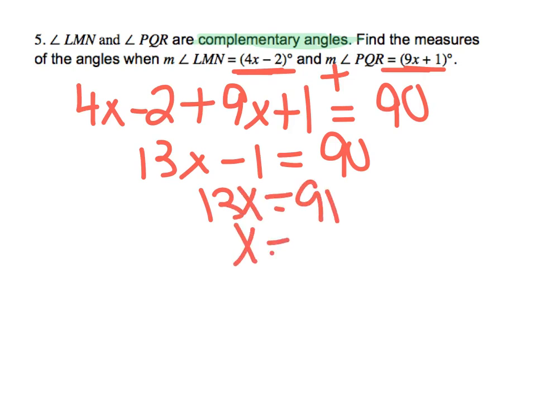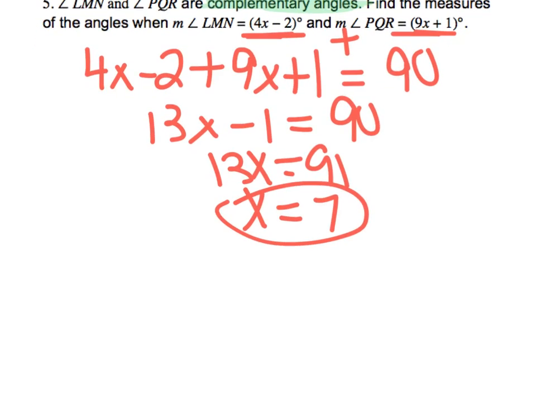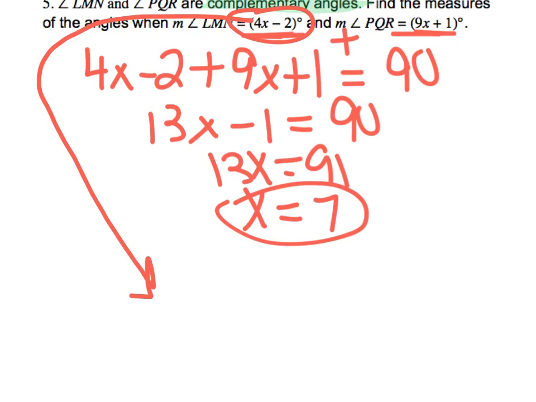And x equals, what is 91 divided by 13? 7. Okay, but it doesn't ask what is x, it's asking the measures of the angle. Well, I know that the first angle, LMN, is 4 times x minus 2. Okay, so I'm going to take out x, put 7 in its place. 4 times 7 minus 2 is 28, minus 2 is 26.